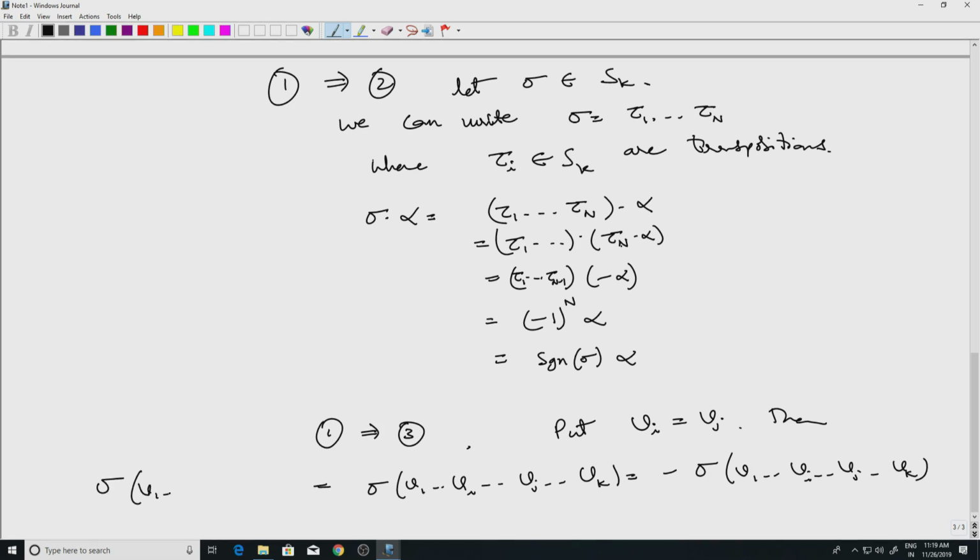V1, Vj, Vi, Vk. And sorry, here I haven't interchanged the two, so this should be Vj, Vi. Notice that the leftmost term and the rightmost term are the same except for a negative sign. So therefore each one is equal to 0.